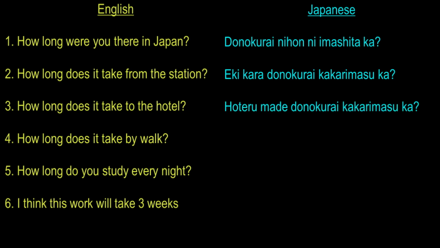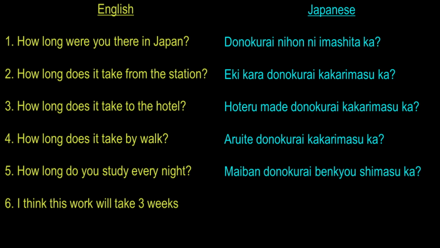Let us go to the fourth sentence. To walk is arukimasu and by walk is aruite. So the translation will be Aruite donokurai kakarimasu ka? Let us go to the fifth sentence. Every night is maiban and to study is benkyou shimasu. So the translation will be Maiban donokurai benkyou shimasu ka?